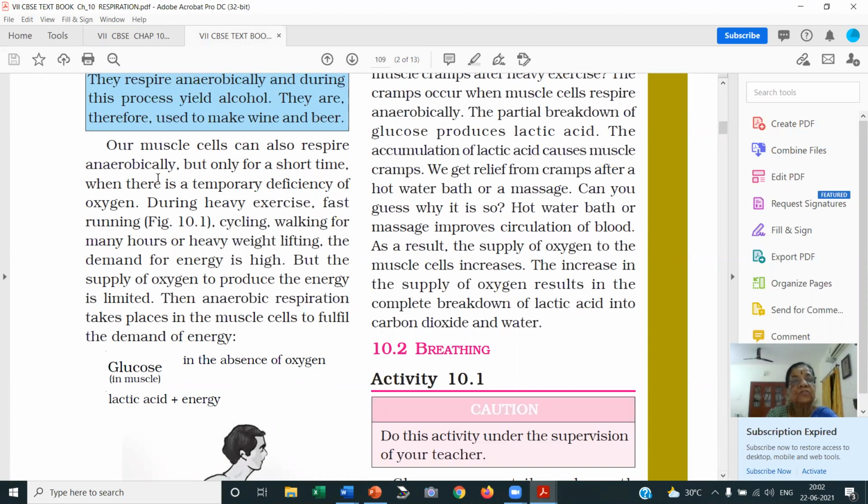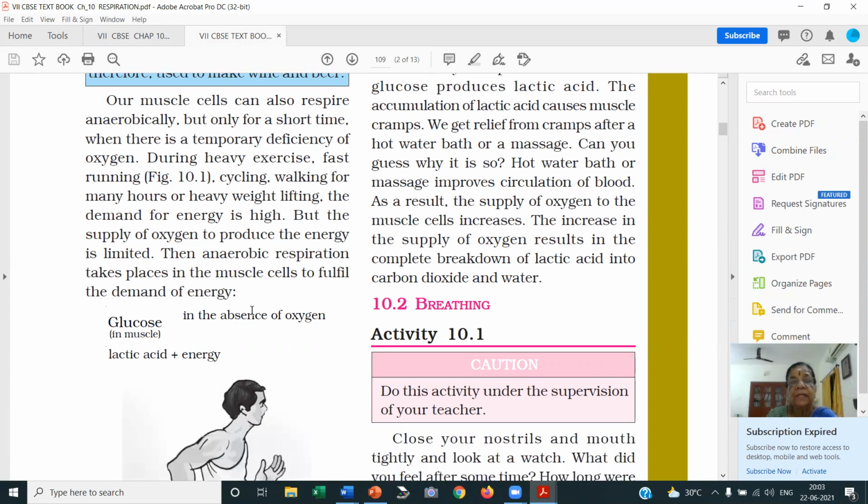Our muscle cells can also respire anaerobically, but only for a short time, when there is a temporary deficiency of oxygen. During heavy exercise, fast running, cycling, walking for a longer time, or heavy weightlifting, the demand for energy is more. But the supply of oxygen to produce energy will be limited. So anaerobic respiration takes place in the muscle cells to fulfill the demand for energy. At that time, lactic acid accumulates. I hope you are listening. So mark lactic acid. Otherwise, we say respiration in human muscle cells.